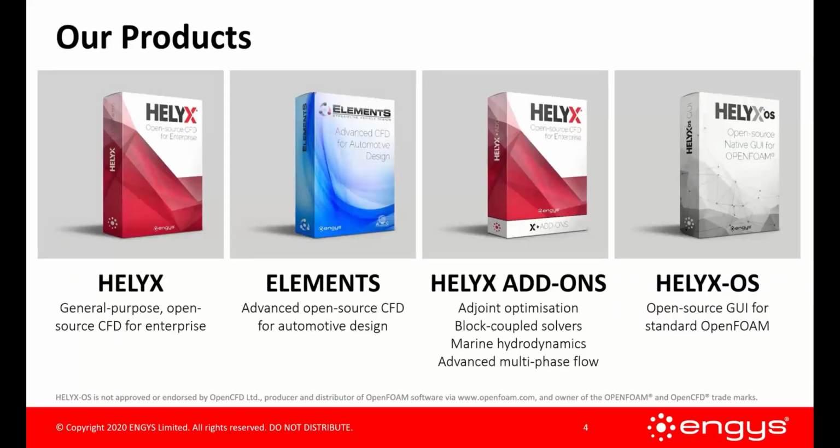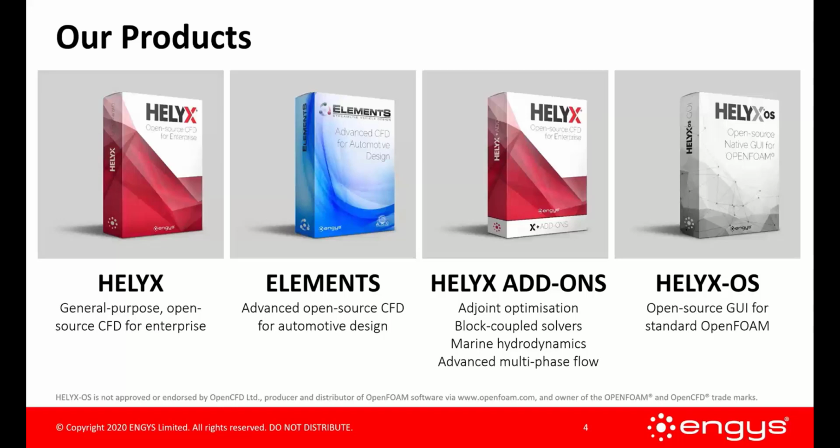Some of the products that we provide, we have 4 main groups. The first one is Helix, which is a general purpose open source CFD software suite. That's a lot to say, but it is meshing, setting up cases, and post-processing, and that's what I'll be talking about today. Our next product is Elements, which is an advanced open source CFD software for automotive. I would describe this as more of a superset of Helix. It's everything that's in Helix plus more for things like automation, dealing with external aerodynamics, simulation for automotive, and report generation. So it does a lot more in addition to Helix.